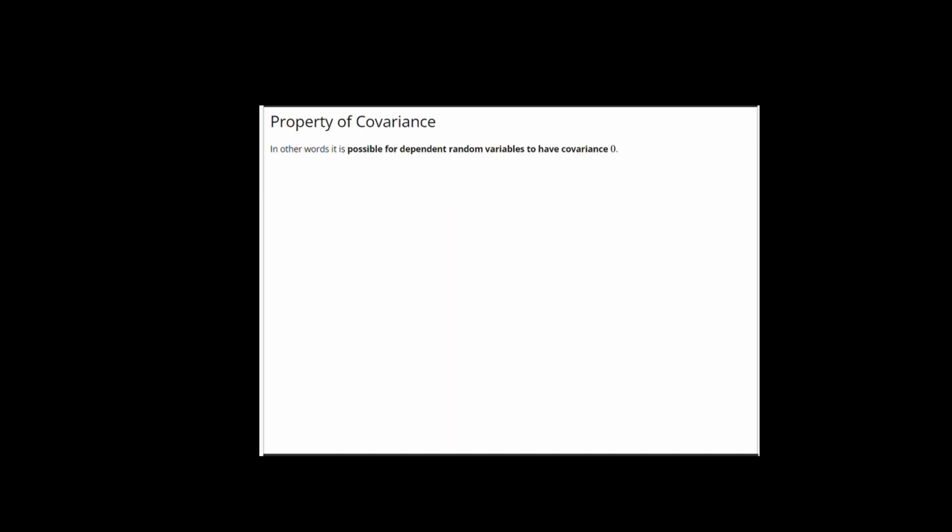In summary, it's possible for dependent random variables to have a covariance of 0. A covariance of 0 doesn't prove that they're independent. What it indicates is there is no linear dependence between x and y. Of course, that's the most common kind of dependence we're likely to find in practice.